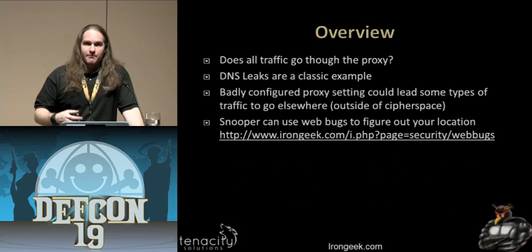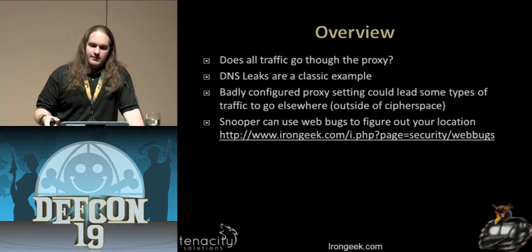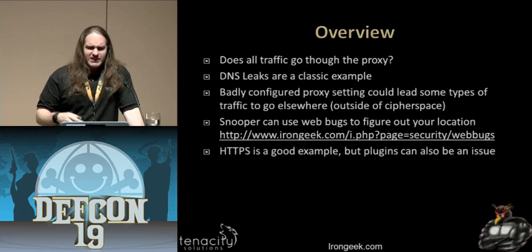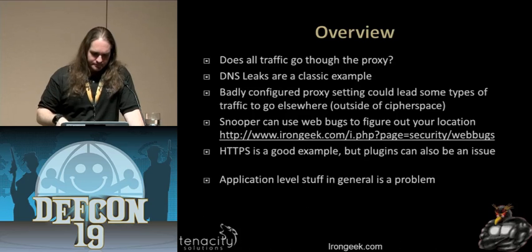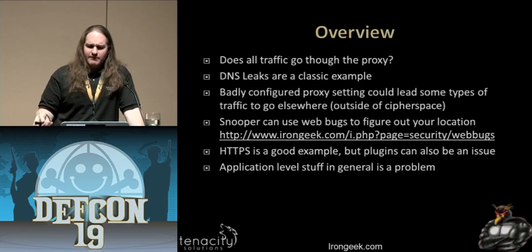A snooper can set up web bugs, and if the protocol that the web bug is accessed via isn't properly supported by the darknet, it's possible they can find the real IP address of someone visiting a site. HTTPS is a good example of this, but plugins can also be an issue. There are a lot of plugins out there that don't necessarily properly respect the proxy settings of the browser that they're embedded in. Application level stuff is generally a problem.